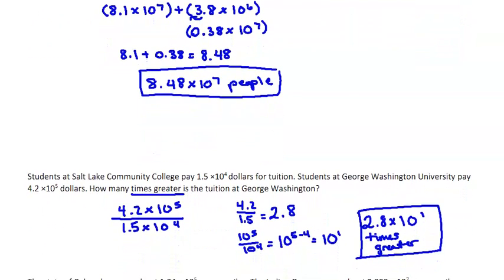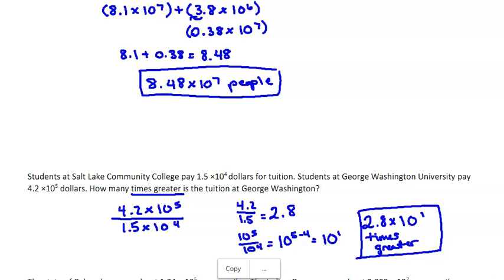Okay. So then our next one, we've got students at Salt Lake Community College pay 1.5 times 10 to the 4th dollars for tuition. Students at George Washington University pay 4.2 times 10 to the 5th dollars. How many times greater is the tuition at George Washington? Now remember, if it's asking how many times something is happening, how many times greater, how many times smaller, it is going to be division, okay? Because we're trying to figure out what we're multiplying by, so it's the opposite.